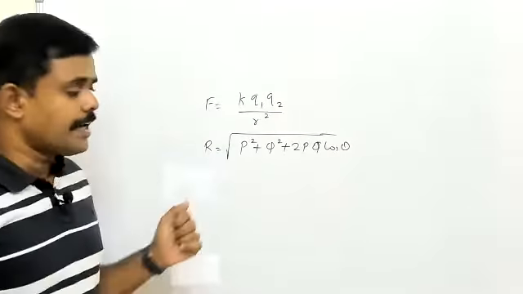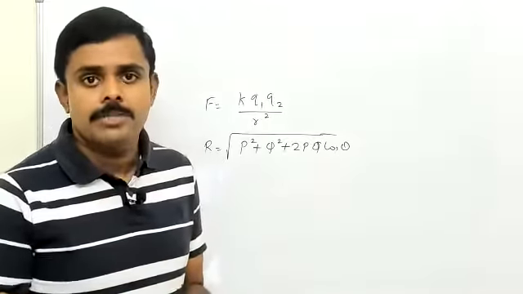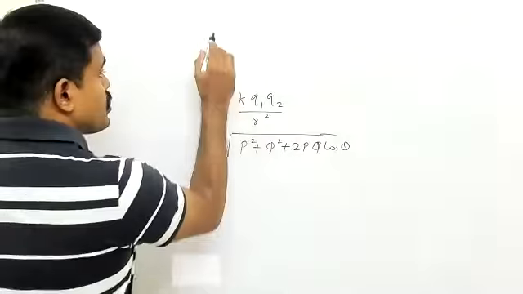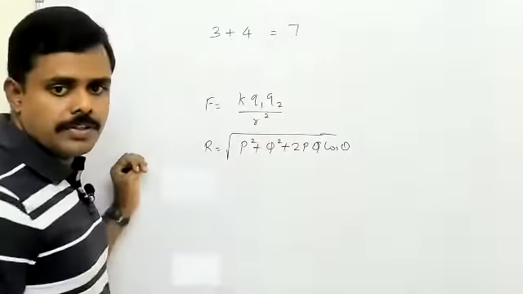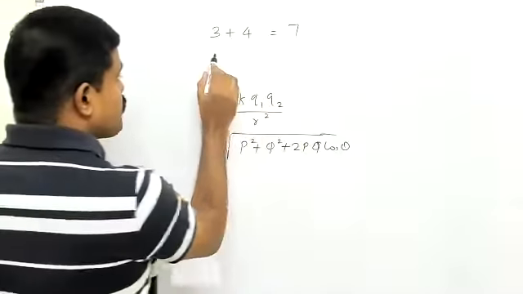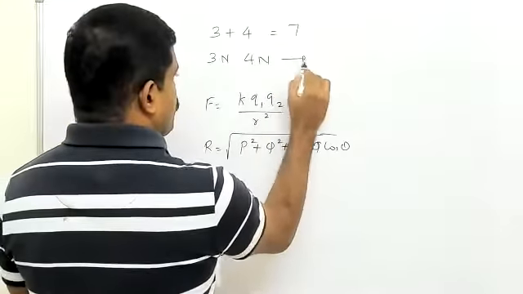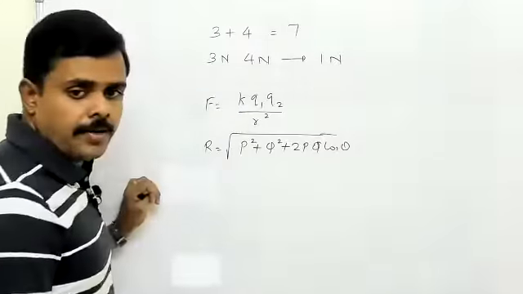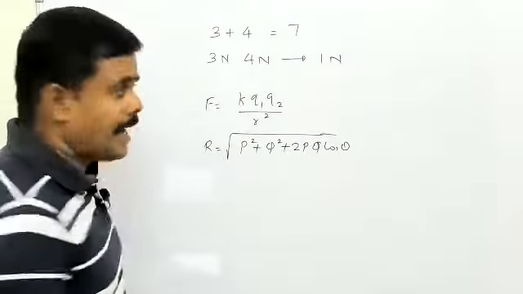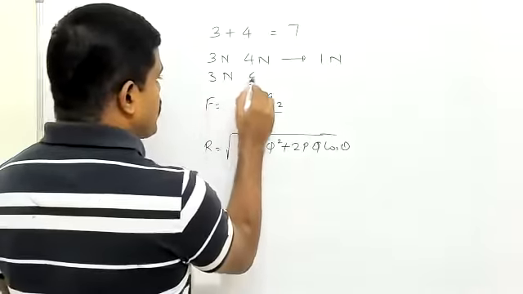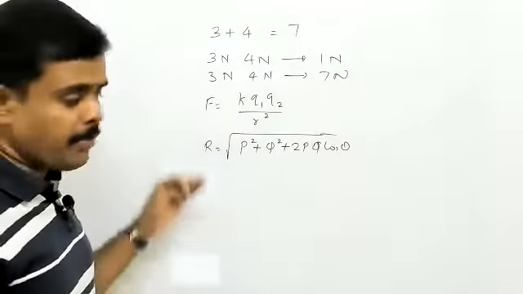So when vectors are added, you can't directly add them the way you add algebraic quantities. For example, 3 plus 4 is always 7, but not with forces. 3 Newton and 4 Newton when added may give you 1 Newton in some cases, if they are acting in opposite directions, 4 minus 3, that is 1. And if they are acting in the same direction, that can give you 7 Newton. So that is my point here.